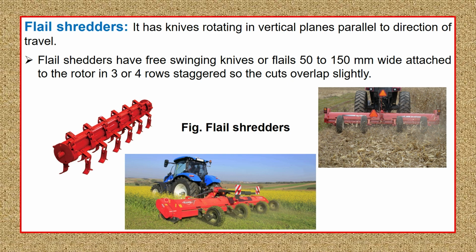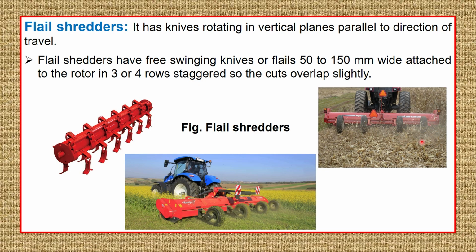Each flail will be able to cut the crop to a width of 50 to 150 mm, and there will be a number of flails in each row, and there will be 3 to 4 such rows in an individual rotary unit. And this is how the flail shredder is used to harvest the crop. Here, as you can see, some green manure plants are grown in the field, and they are being incorporated into the soil by using the flail shredder.